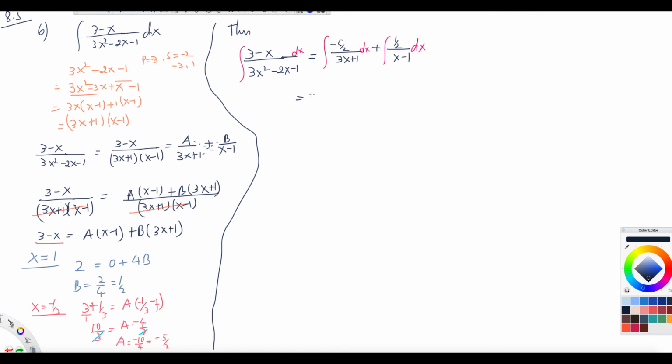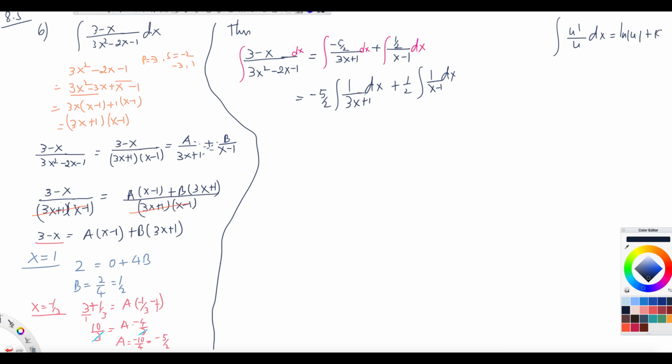You can pull that negative 5 half out and then write 1 over (3x plus 1) dx, right? And then plus 1 half out and then 1 over (x minus 1) dx. But do you know this formula? The integral of u prime over u dx is equal to natural log of u plus c, right? That's the formula, because if there is a function in the denominator whose derivative is in the numerator, then this can be written as natural log of u plus c.